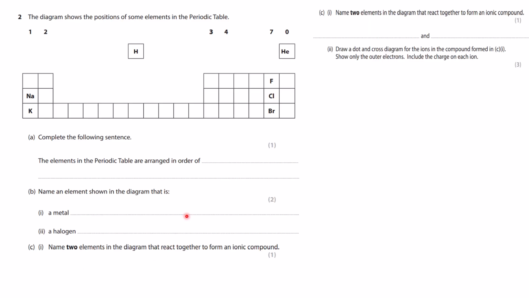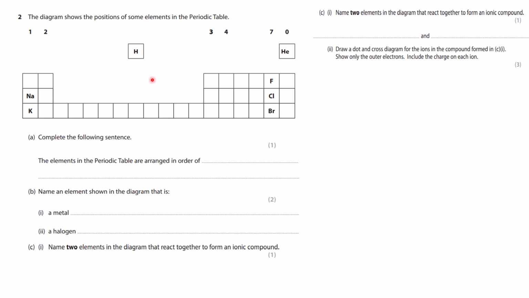And this one here, I'd like you to pause the video and try this question. Okay, so I hope that you paused the video and tried this question. Now let's run through the question.